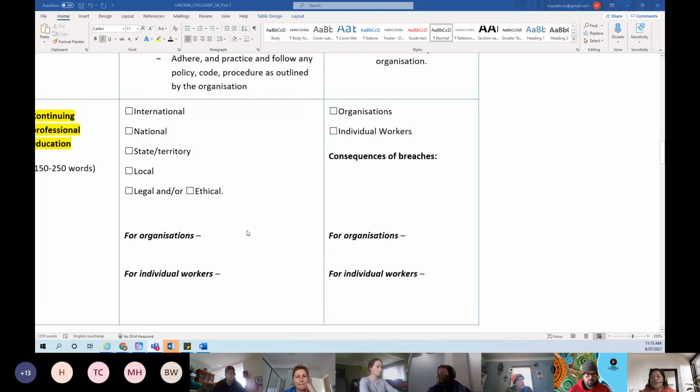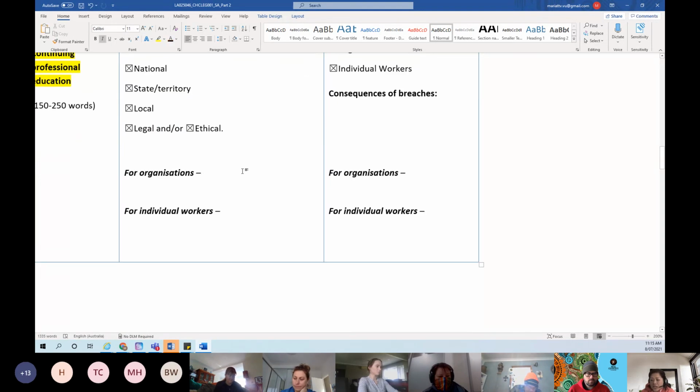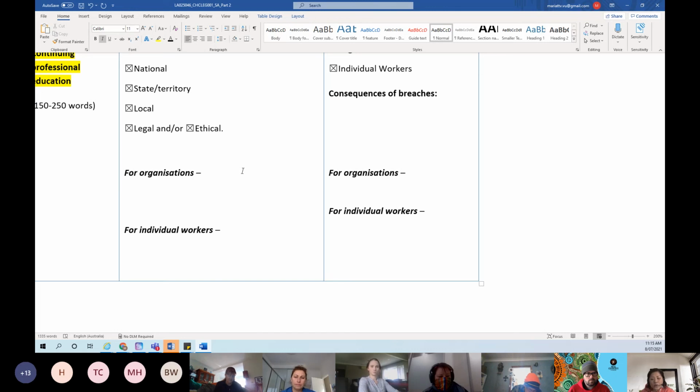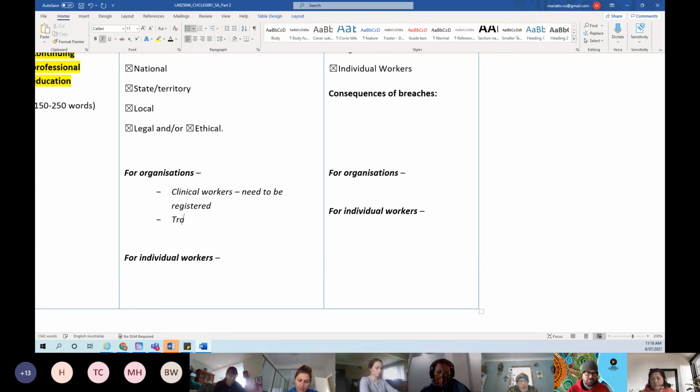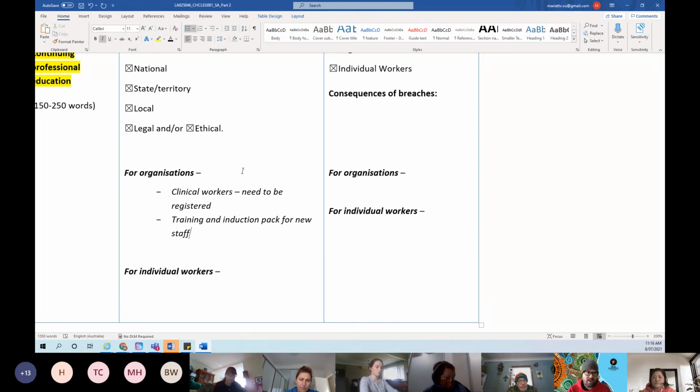Yeah. Okay. So for the organisation, now same thing goes. I'm going to tick everything here except for international, and same for these boxes over here. So for the organisation, what do you think is their legal and ethical responsibility when it comes to ensuring that their staff continue professional education? I think when a new starter begins, they have a pack or a system for that new staff to learn about the policies and procedures, and they keep that up to date, like an induction, so that if someone joins, they're not getting the wrong information.